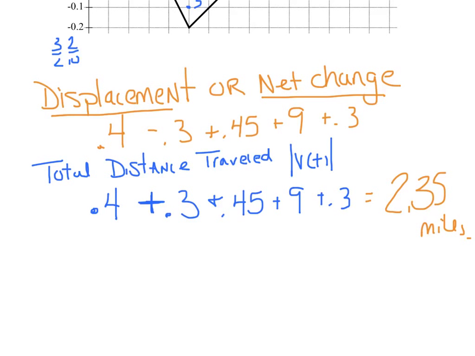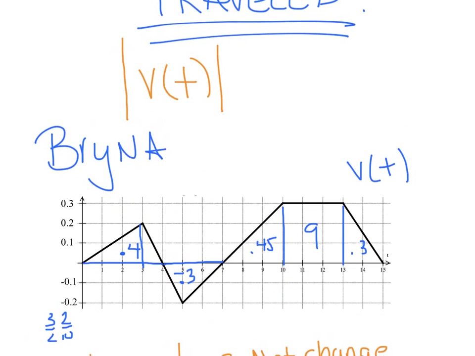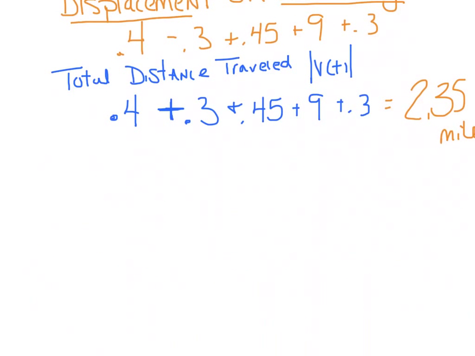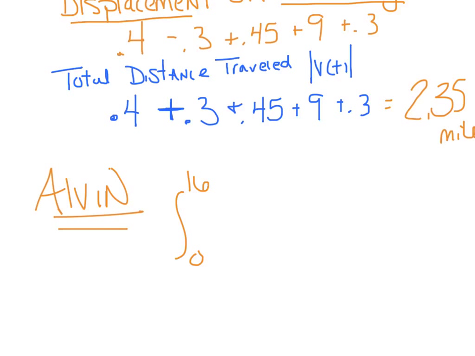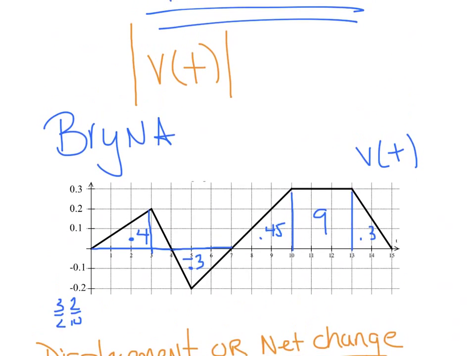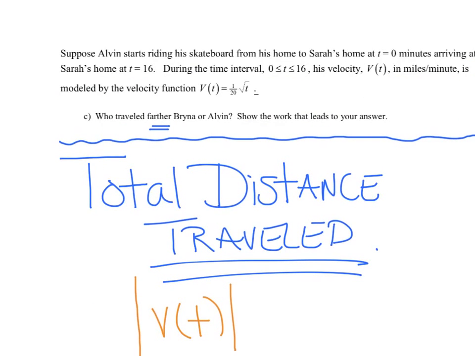So the question said, who traveled further, Brina or Alvin, I think his name was. So now let's go get Alvin's. All right. I'm going to integrate from 0 to 16 of the absolute value of v of t dt. Again, scroll back up here. Alvin traveled at this velocity. I need its absolute value because I'm finding its total distance traveled from 0 to 16, it says.